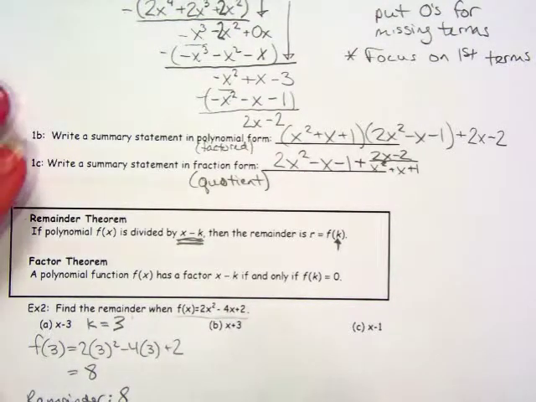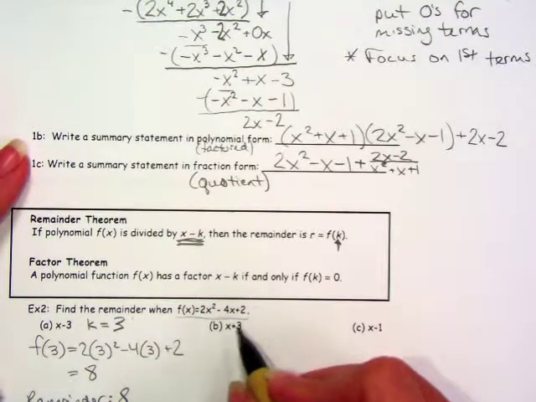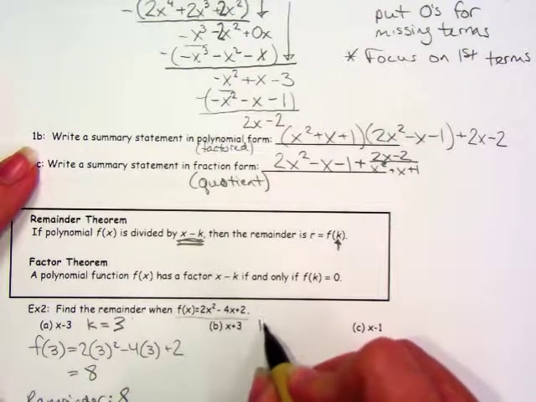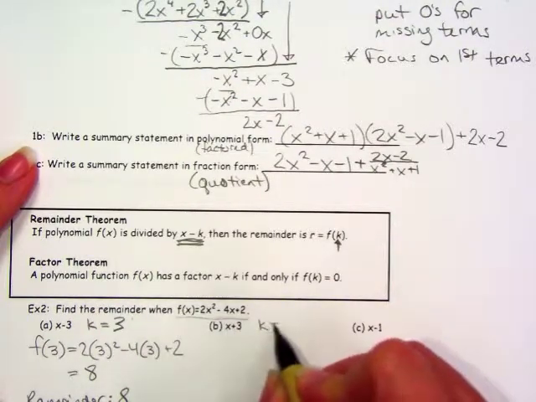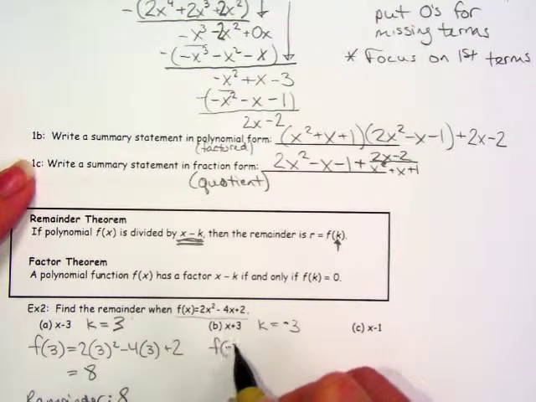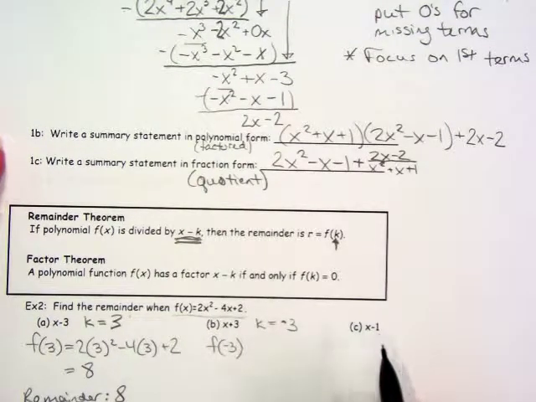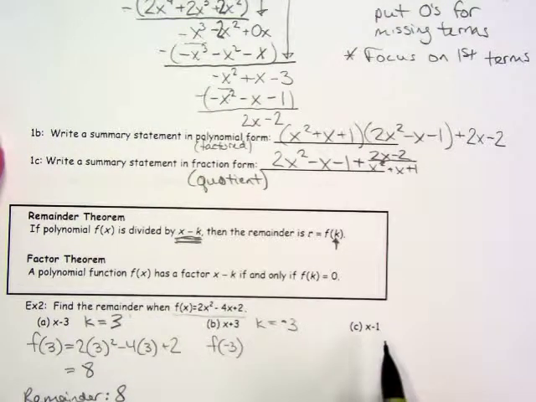Okay, here we have x plus 3, so that means my k, if it's x minus k, has to be negative 3. Okay, I want you to just do the same thing. Find the remainder, so do f of negative 3. Okay, try that for b and c. Okay, I'm going to stop this video and then start the next video and you can check your answers on that.